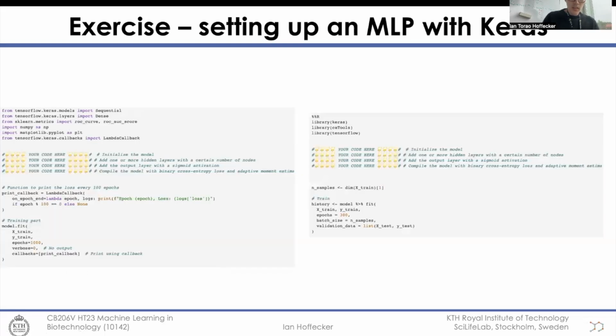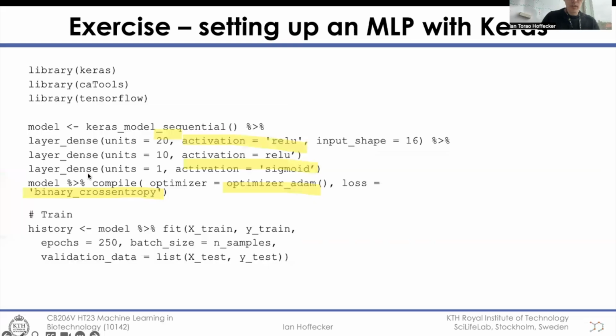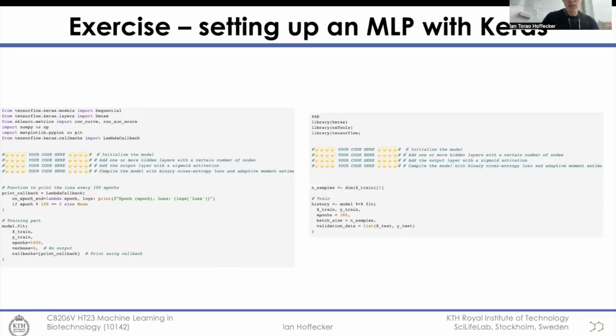So this is how the exercise looks. Everything is blank here, except for the training step here at the end. So then it's up to you to follow these steps and build a model, choose the number of nodes, choose the number of layers, and try to get this thing to work.